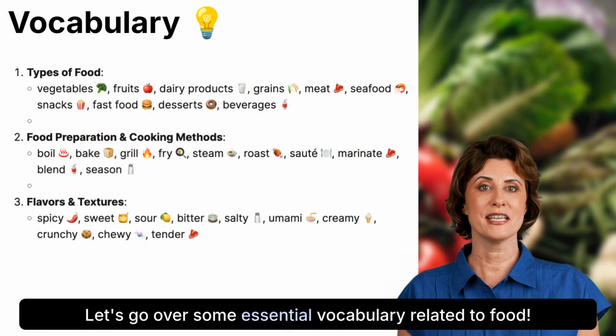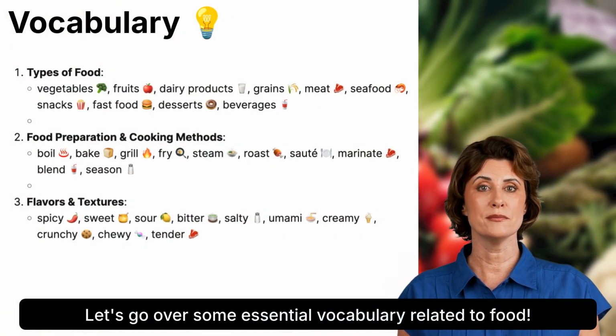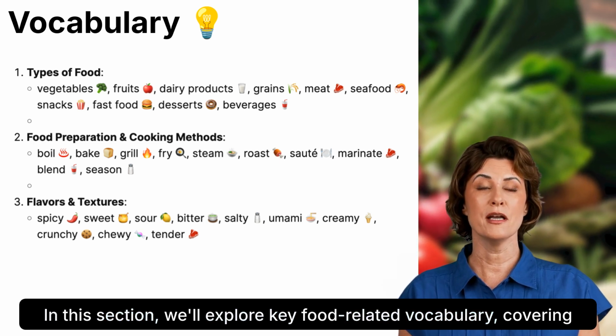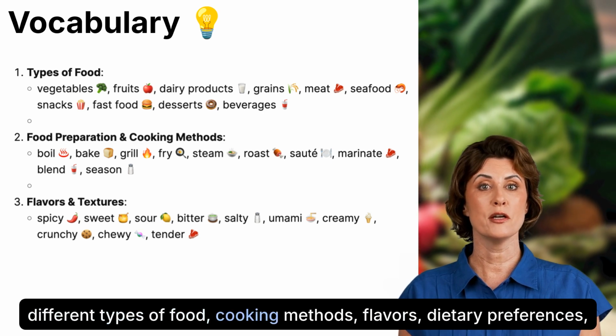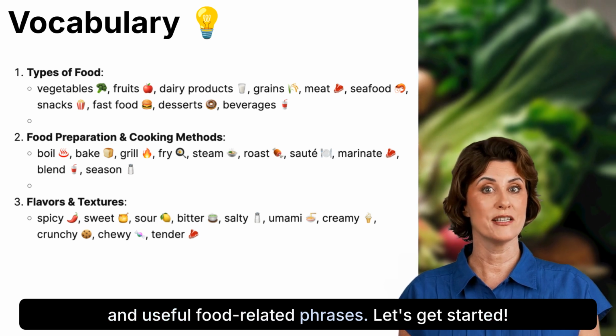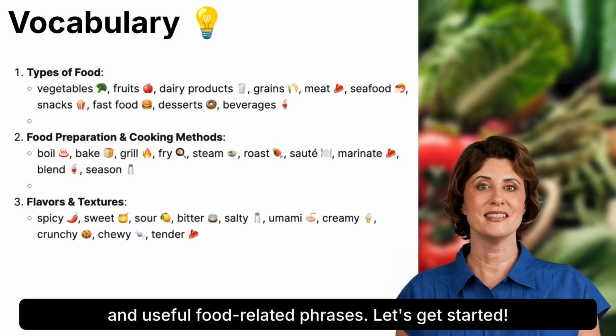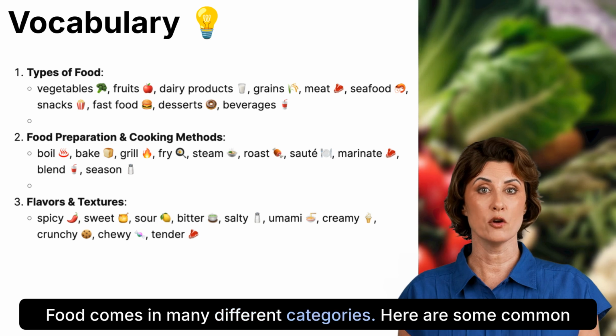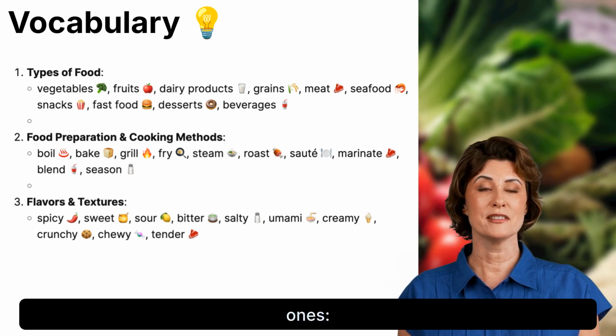Let's go over some essential vocabulary related to food. In this section, we'll explore key food-related vocabulary, covering different types of food, cooking methods, flavors, dietary preferences, and useful food-related phrases. Let's get started. 1. Types of food. Food comes in many different categories. Here are some common ones.